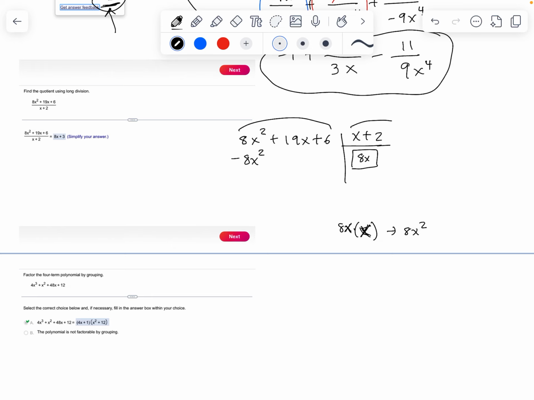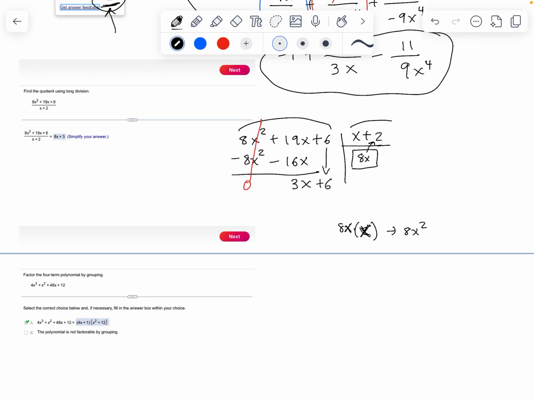That's just a rule. And then the same thing, now we have that 8x, now we multiply by the plus 2 here, it's gonna be equal to 16x. So when it comes here, it becomes negative 16x. Then the 8x squared minus 8x squared goes to 0. And we have 19x minus 16x, that will yield 3x. And the 6 comes down here.